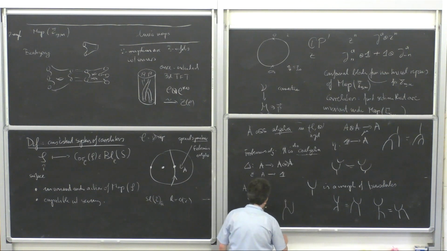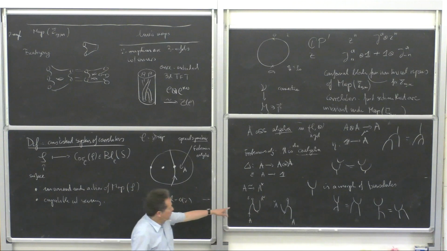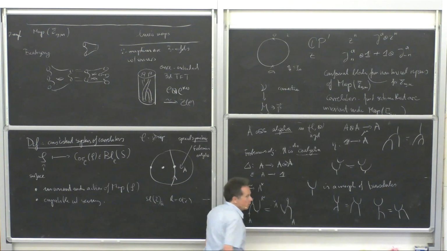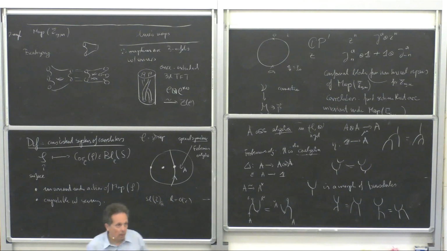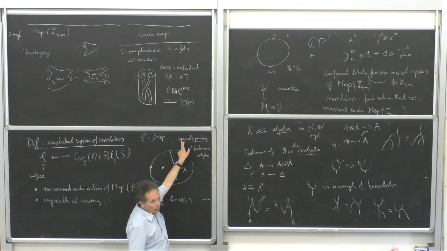And I can equally well do this. Now you see, this looks pretty much the same. Yeah, so let's do it in this way. So this is a left dual. We are in a pivotal setting where these two are the same. So it makes sense to ask that this is the same. This is the condition that it is a symmetric Frobenius algebra.